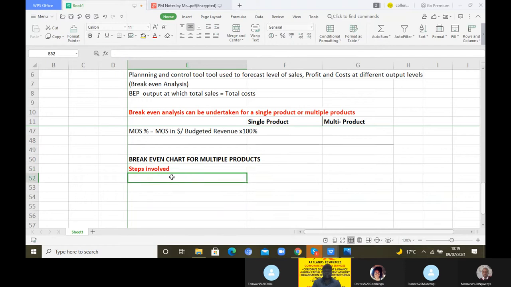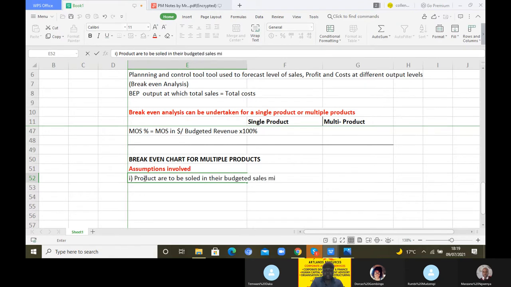Actually, before I say the steps involved, let me say the assumptions involved. Number one, products are to be sold in their constant sales mix ratios. Products are to be sold in their budgeted sales mix ratios.